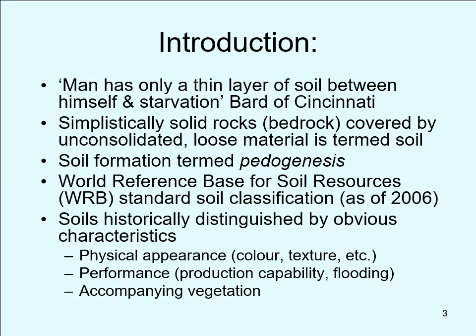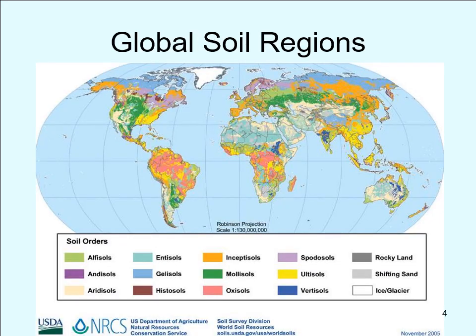The soil formation is called pedogenesis, and there's the World Reference Database on soil classifications. But for our purposes, there are physically obvious differences in colour, texture, performance, and obviously overlying vegetation as well. You can see it here in a global map of different soils. The details aren't important, but you can see the colours on the map, and a very horizontal latitude variation of these soils. Not everywhere, obviously, but you can see these different types come from different latitudes on the globe.